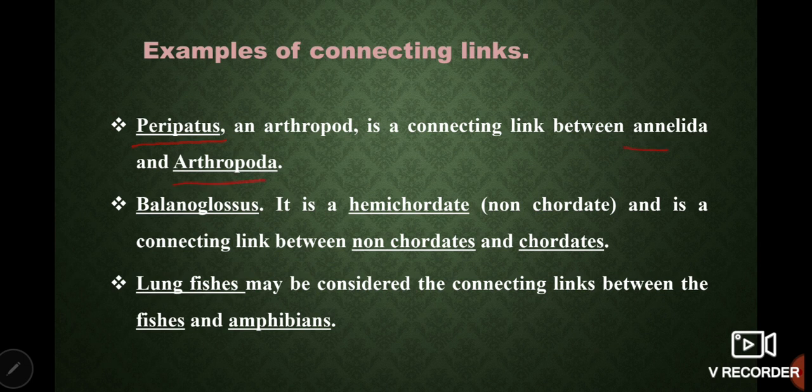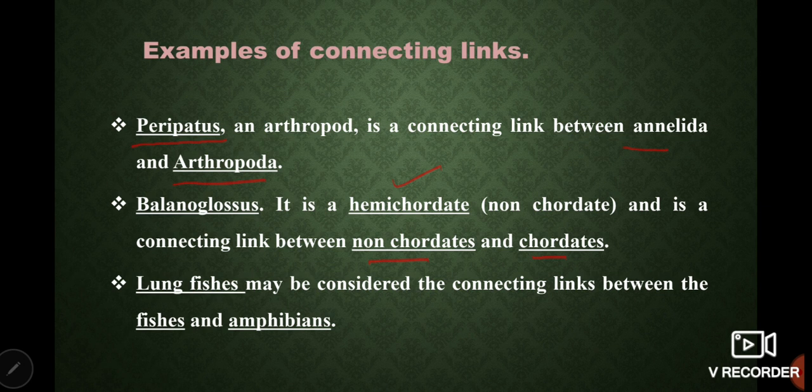After that, we have Balanoglossus. Balanoglossus is a hemichordate, or you can also call it a non-chordate, and it's known as a connecting link between non-chordates and chordates. Why? Because primitive chordate characters are there, like it has gill clefts, it has a tubular nerve cord, and it has notochord-like processes. So because of them, we call it a connecting link between non-chordates and chordates.